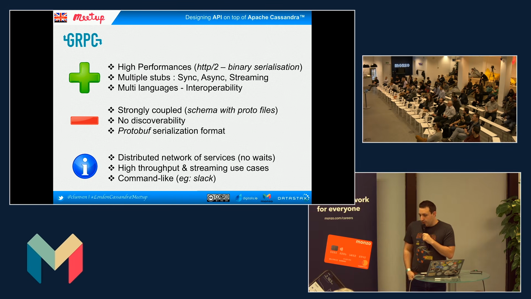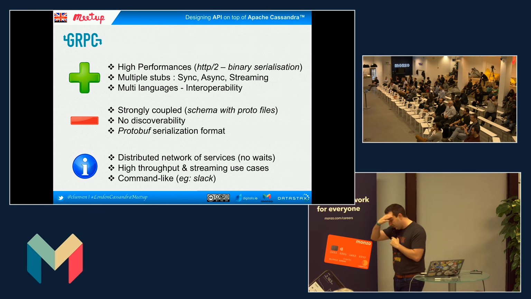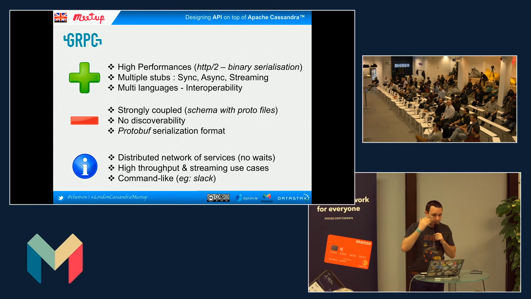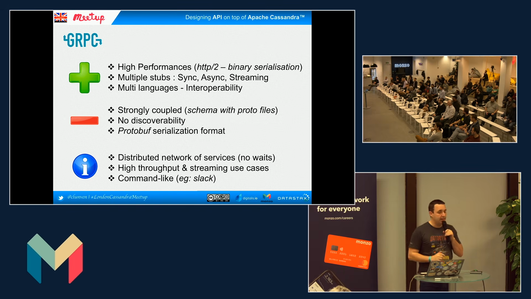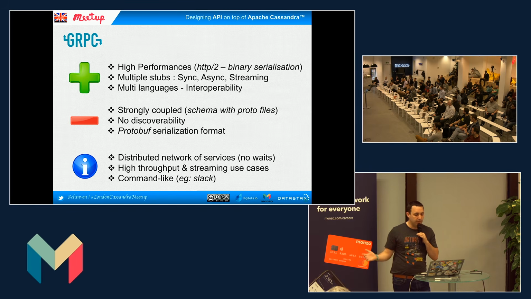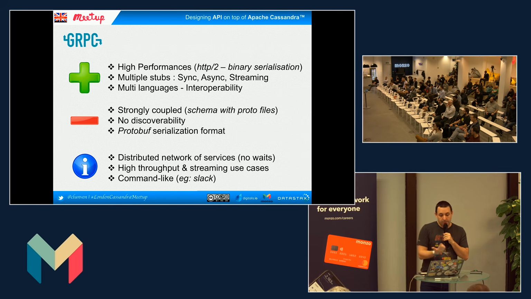So you should use gRPC for a distributed network of services. Thinking about Netflix, for instance, or Google, the services won't wait. They will invoke one another. They have a full grid of microservices, but they won't wait for each other because it's full async everywhere. And that stuff works very well for high throughput and streaming use cases, and commands like when you use Slack, you post a message, you execute some stuff. It's not a CRUD-like API.